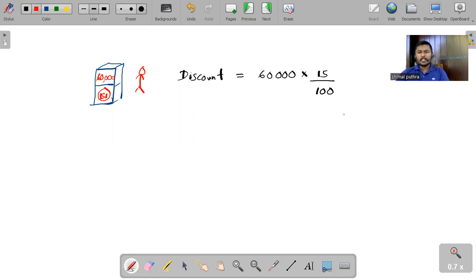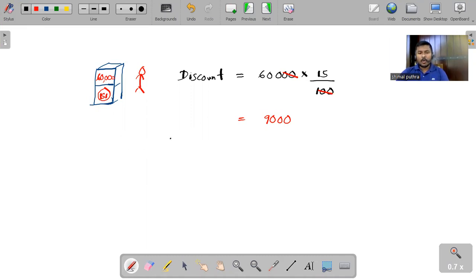From the 60,000, it is 15%. I can cancel these 2 zeros and 2 zeros. Just forget about the 2 zeros. 15 into 6, 15 into 6 means 90, and two zeros. So they will discount 9,000. But this is not the final answer. What I asked, please find the amount that I have to pay for this refrigerator.